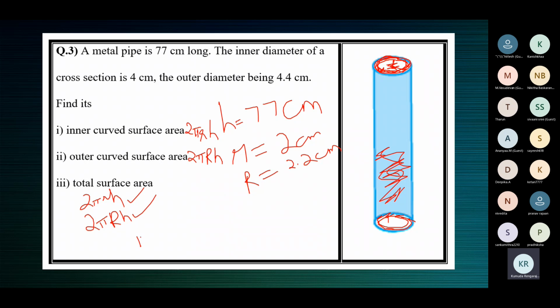Then the area of a ring is pi times capital R square minus small r square. We've seen this in 8th standard. Pi times capital R square minus small r square. 2 times this will be the area of the 2 rings, one on the top and one below. Add all these values to get the total surface area of the metallic pipe.